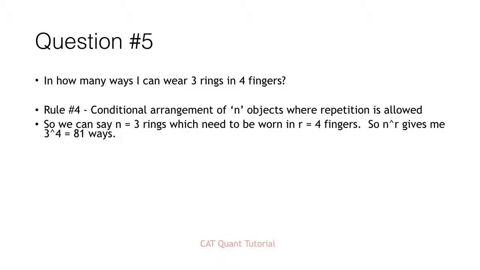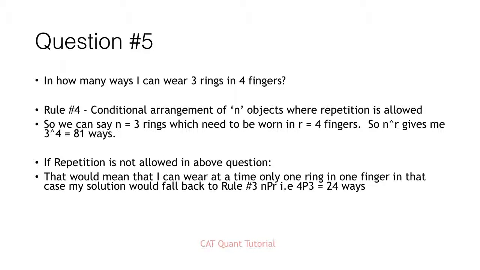Now, if I change this question a little and add a condition that repetition is not allowed, I would fall back to rule number 3, which says that 4P3 would be my answer. 4 is the number of fingers, 3 is my 3 different rings, and the answer is 24 ways.